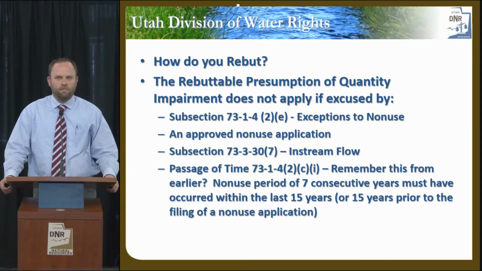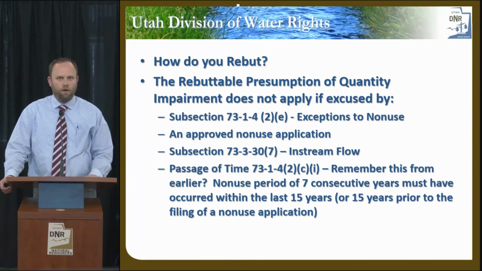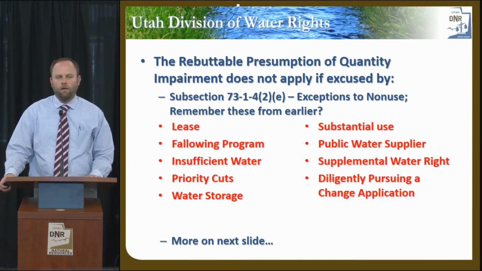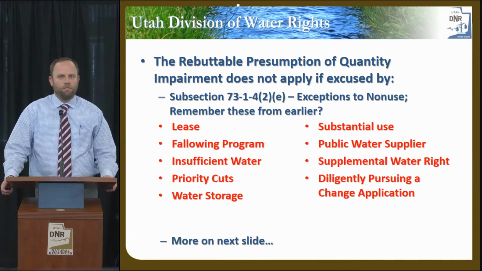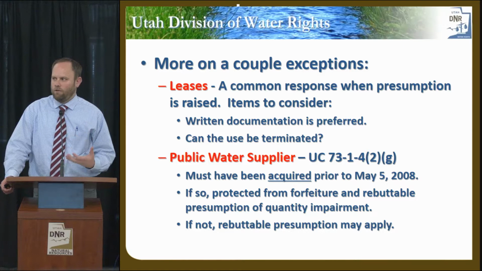The non-use period of seven consecutive years must have occurred within the last 15 years, adding any approved non-use application period. Okay, so again, here are those. Oh, I forgot how this worked. There we go. And those are the exceptions to non-use. We've looked at those. Now I want to talk about a couple of them a little bit more. We've talked about these a little bit already, but let's hit it again. A couple of the exceptions that we get a lot of rebuttals addressing are these two items.